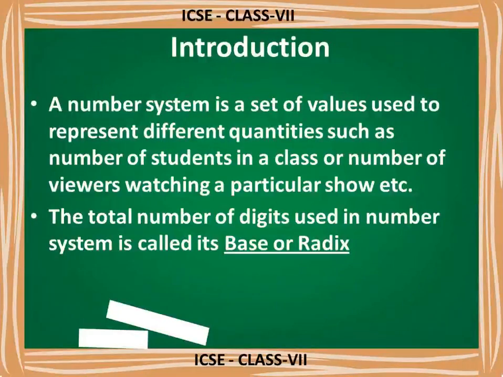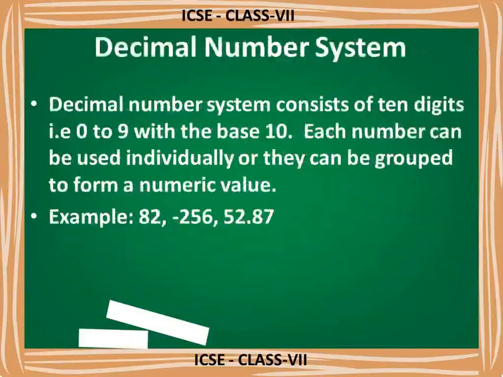The total number of digits in a system is called the base, or the radix. Got it? If you have 10 digits, 10 is the base. If you have 2 digits, 2 is the base. If you have 8 digits, 8 is the base. If you have 16 digits, 16 is the base. So the base or radix is the total number of digits in that number system.